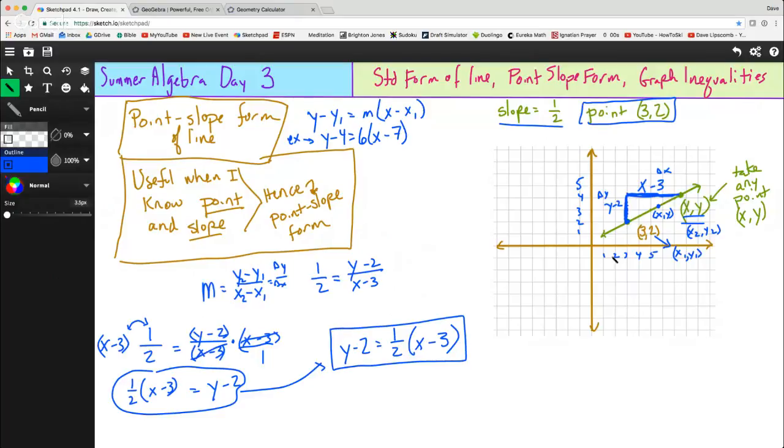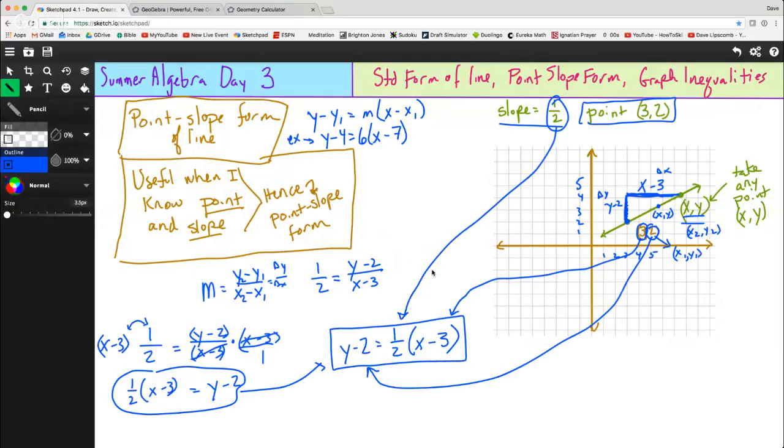Now watch, check out what's cool about this. My x coordinate of my point is my 3, and it goes right here with my x. My y coordinate goes right here. And then my slope goes right here. So given a slope and a point, you can always put it in point slope form. Watch what happens. Let me do another one. Let me just do an example right here without having to draw the whole thing out.